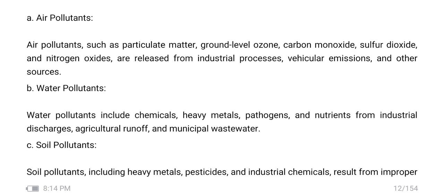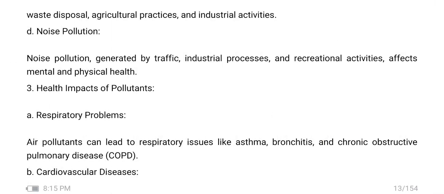Then water pollutants. Water pollutants include chemicals, heavy metals, pathogens, and nutrients from industrial discharges, agricultural runoff, and municipal wastewater. Then soil pollutants. Soil pollutants, including heavy metals, pesticides, and industrial chemicals, result from improper waste disposal, agricultural practices, and industrial activities. Then noise pollution. Noise pollution generated by traffic, industrial processes, and recreational activities affects mental and physical health.